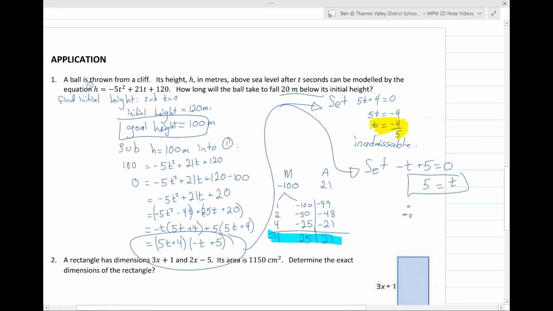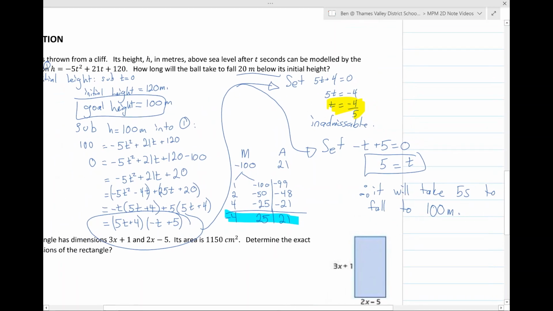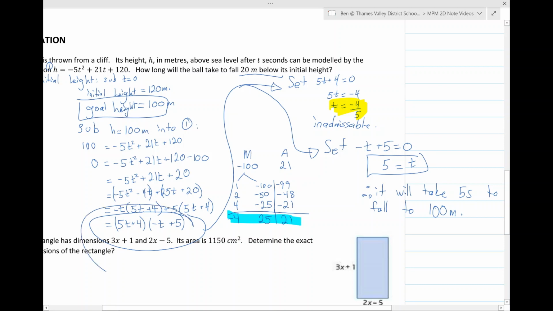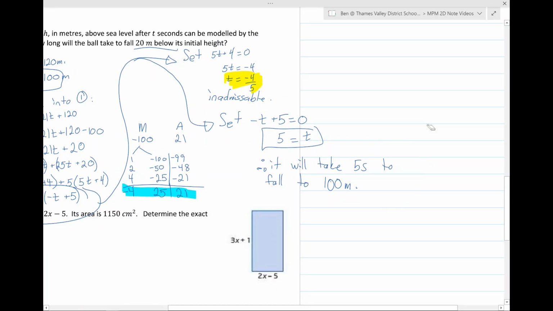And let's take it back to the context of the problem for this conclusion. How long will it take for the ball to fall 20 meters below its initial height? It will take 5 seconds to fall. Again, here we came up with two solutions, right? We have two distinct roots, two separate t-intercepts, if you will. But we took the context of the problem and said, hang on, only one of these is going to be useful to us. That's the one we use for our conclusion.